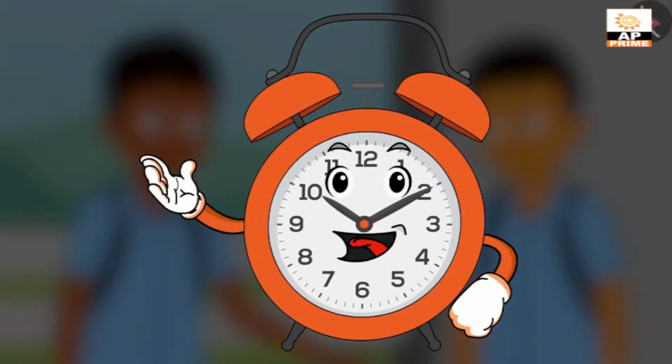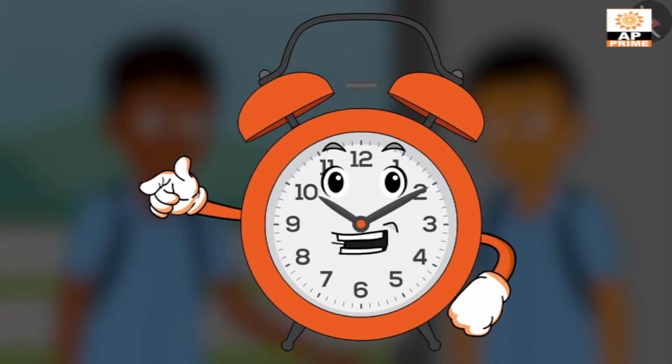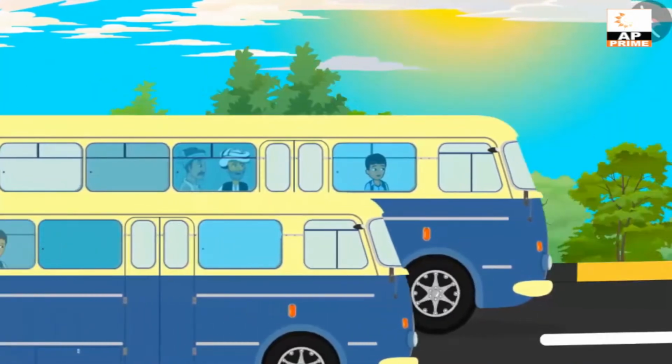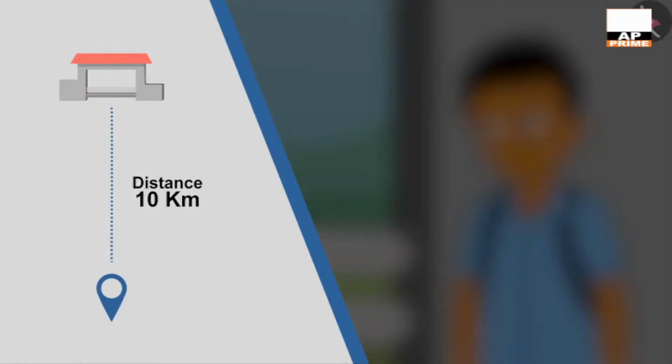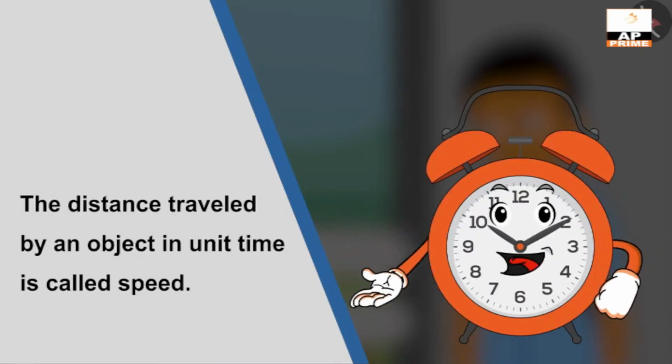Friends, the speed of the vehicles moving fast is more. To find out which vehicle is moving at a faster speed, we will have to know the distance travelled by them in a particular time. The distance travelled by objects in a given time helps us in deciding this.